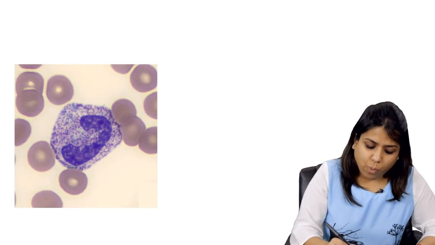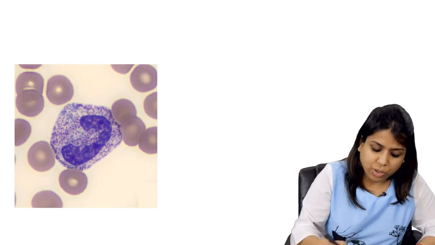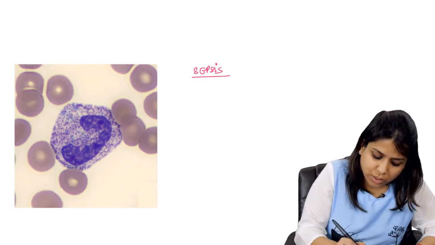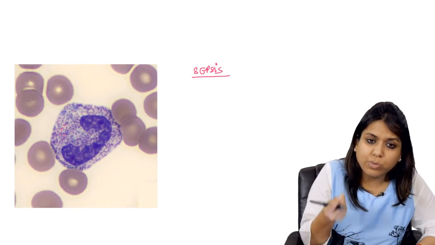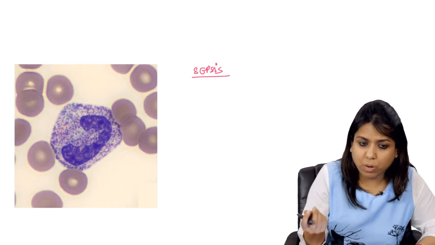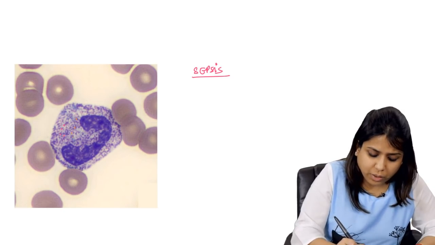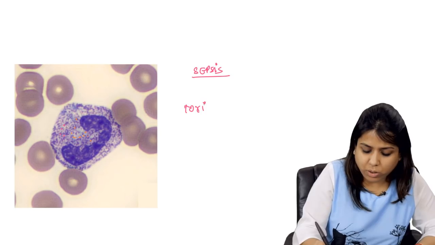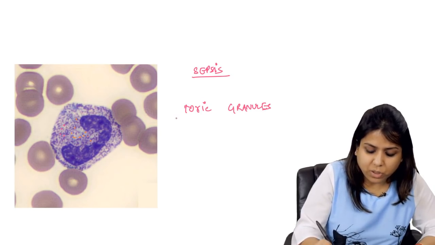Then, what does this cell show, students? This cell shows toxic granules. So in a sepsis patient, students, can you appreciate the granules are thicker and coarser than normal? There are thick and coarse granules than normal. So these are toxic granules which are seen in a patient.